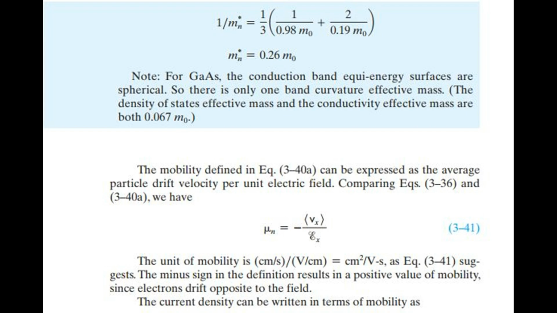The mobility defined in EQ 340a can be expressed as the average particle drift velocity per unit electric field. Comparing EQs 336 and 340a, we have the unit of mobility is (cm/s)/(V/cm) equals cm²/V·s, as EQ 341 suggests. The minus sign in the definition results in a positive value of mobility, since electrons drift opposite to the field. The current density can be written in terms of mobility as.